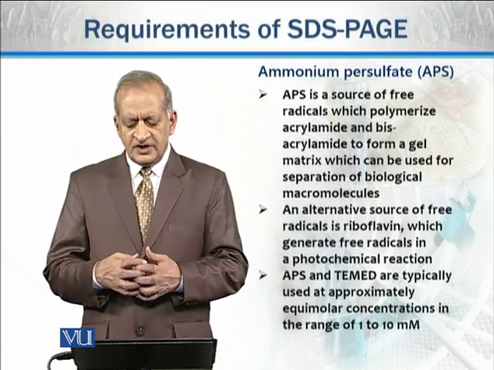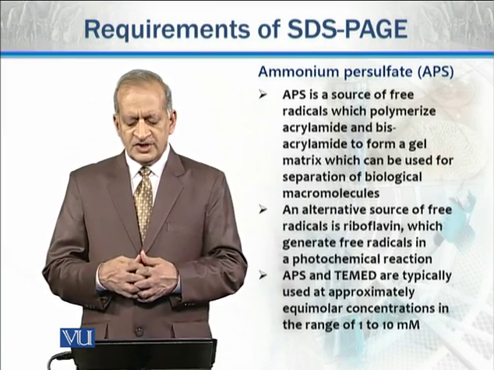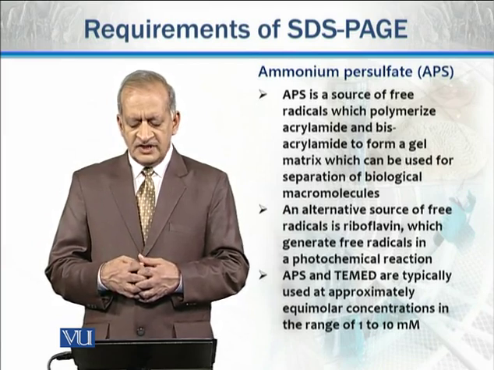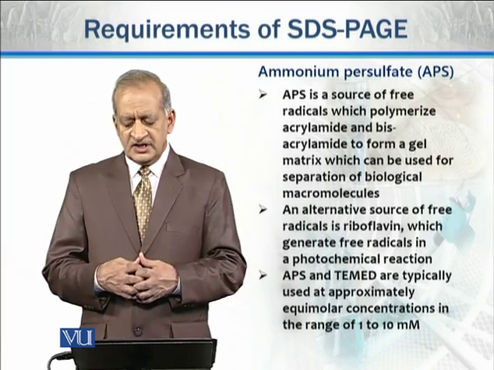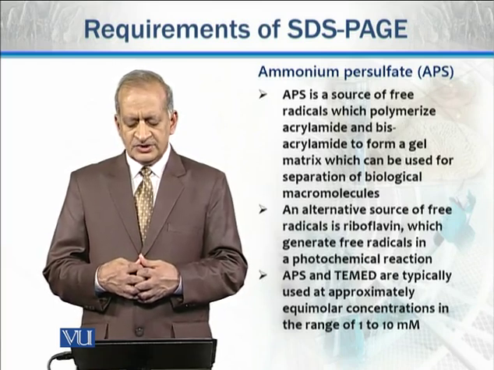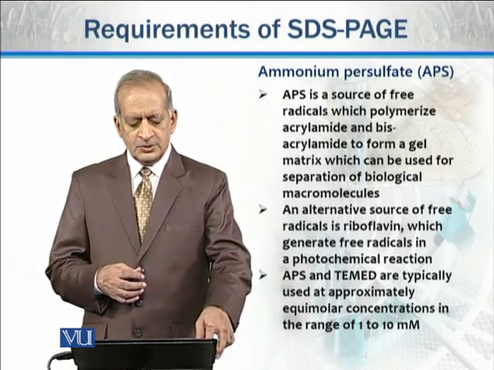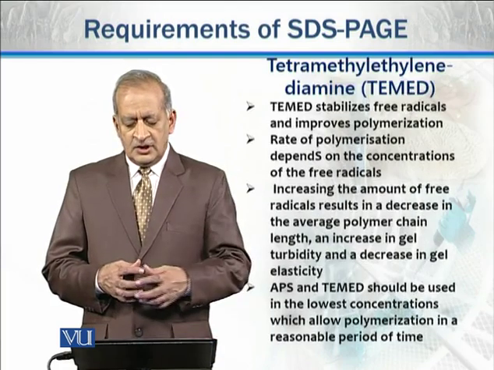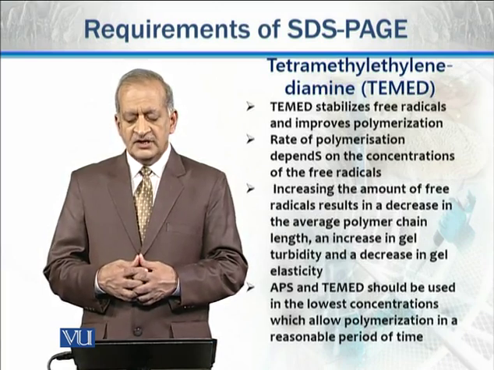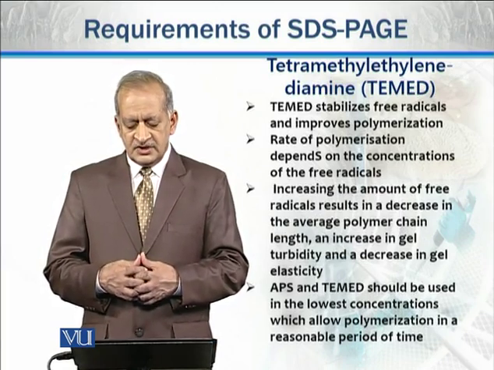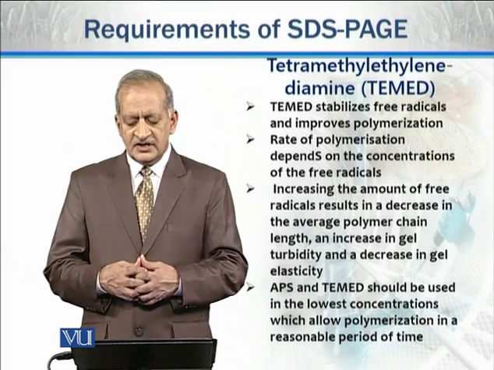Alternative source of free radicals is riboflavin, which generates free radicals in a photochemical reaction, and this APS and other polymerizing agent like TEMED are typically used at approximately equimolar concentrations in the range of 1 to 10 millimolar. Now, TEMED or tetramethylethylenediamine, this TEMED stabilizes free radicals and improves polymerization, like we have discussed earlier on.